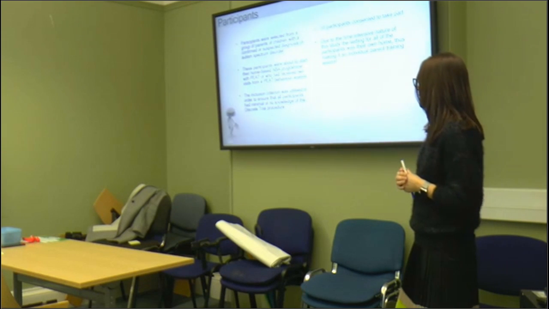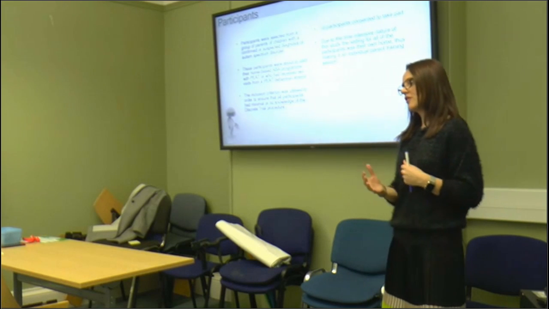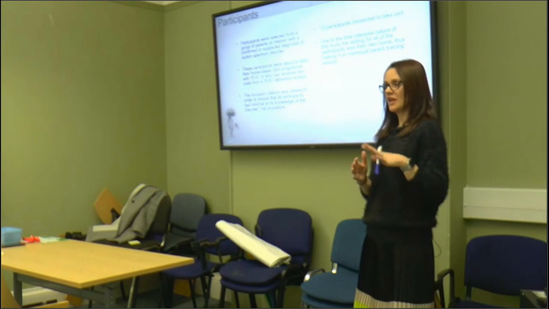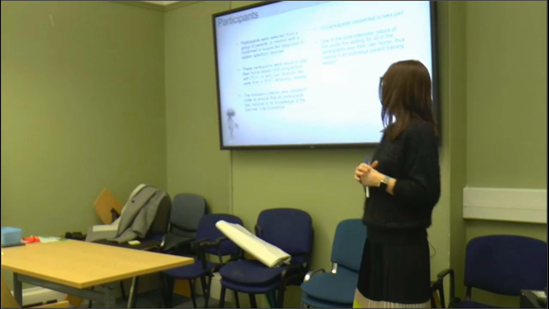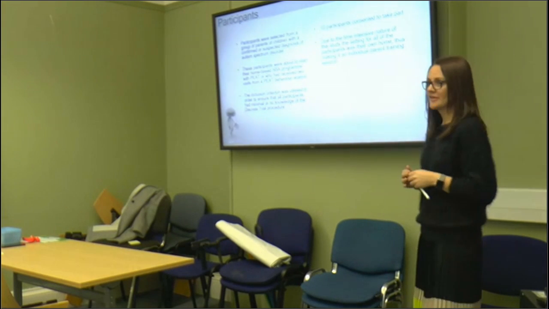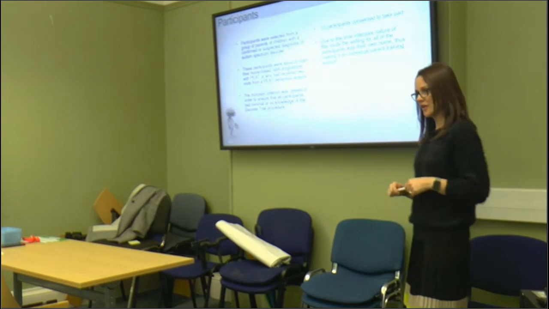The inclusion criterion was utilised in order to ensure that all participants had minimal or no knowledge of the DTT. So I wanted to get in there when they were quite fresh and hadn't any preconceived notions of what they were doing. 10 participants consented. We had 5 in the first study and 5 in the second study.